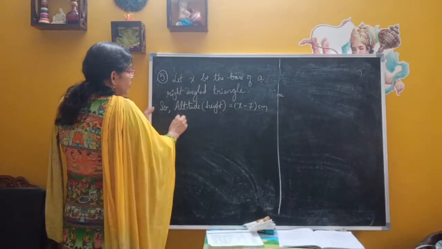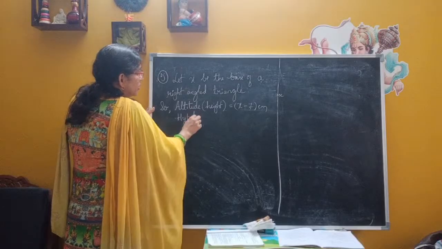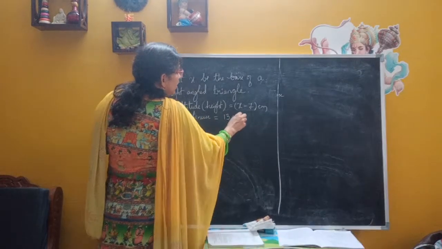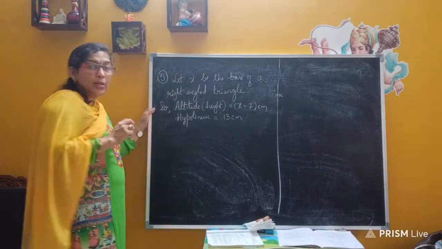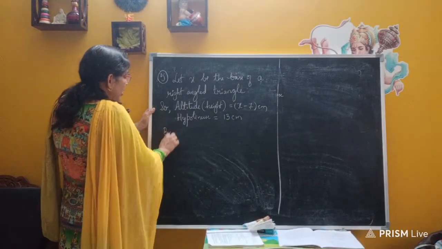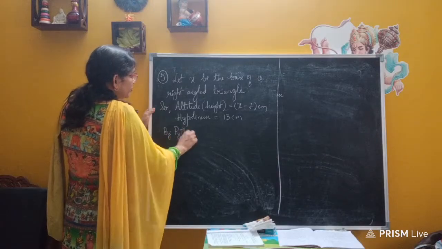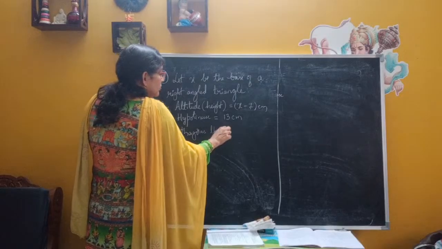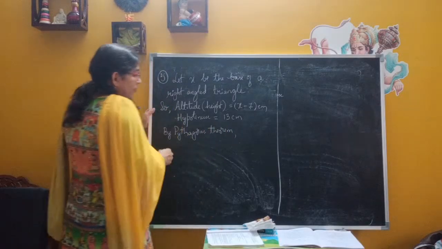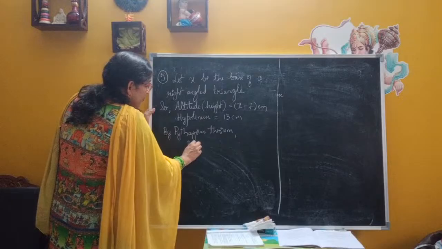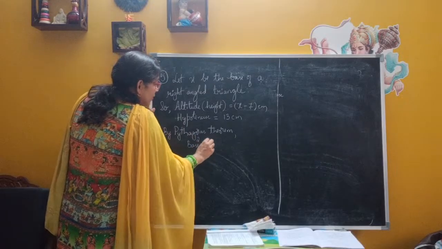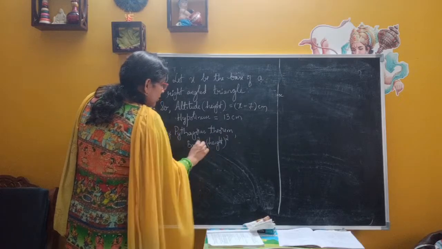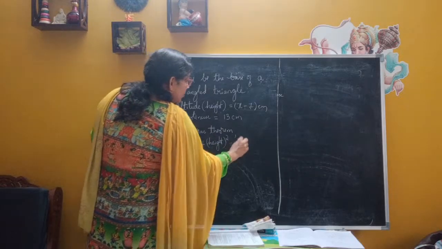And hypotenuse is given how much? It is 13 centimeter. Let us use Pythagoras theorem. By Pythagoras theorem, we can write it as base square plus height square. Base square plus height square is equal to hypotenuse square.